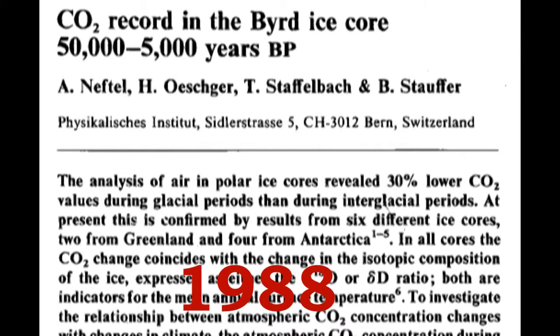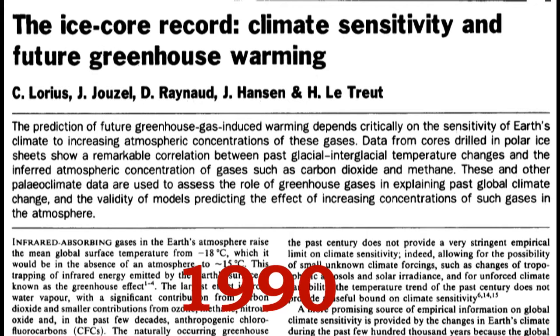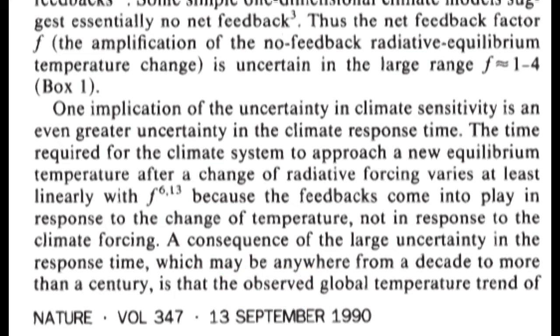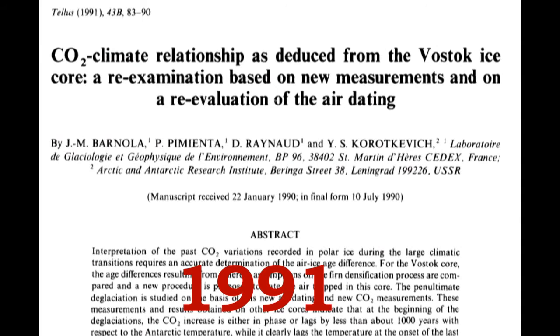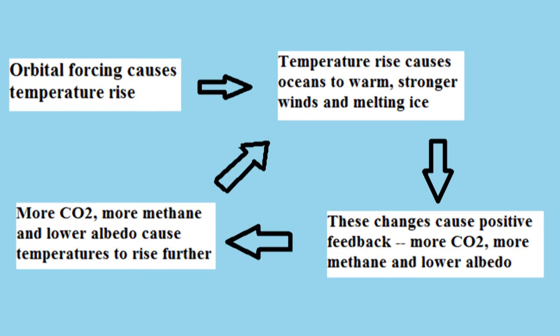Neftel et al. in 1988 thought CO2 probably lagged by less than 1,200 years. A 1990 paper by Lorius et al. predicted a lag of between a decade and over 100 years. A paper by Barnola et al. estimated the lag time at less than 1,000 years. So why were they all so sure that CO2 lagged the initial temperature rise? Because there had never been any question of it not doing that. I couldn't find any papers suggesting that carbon dioxide led temperature rise at the end of each glaciation.